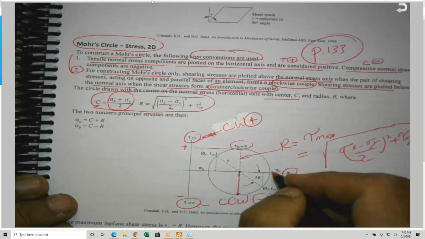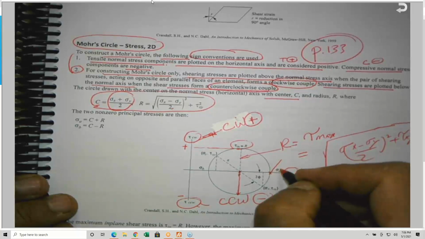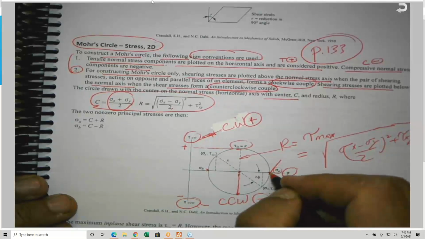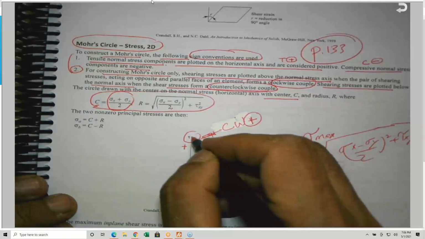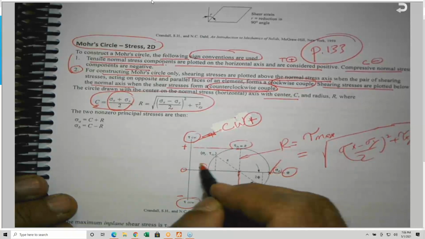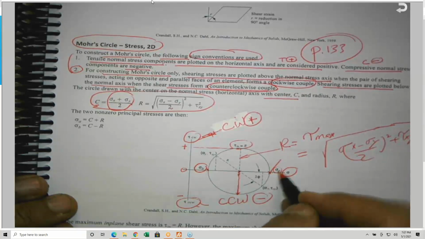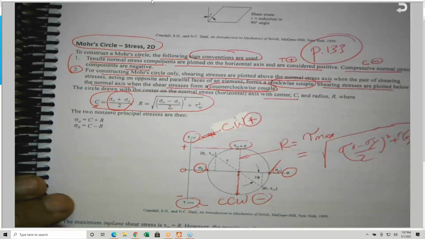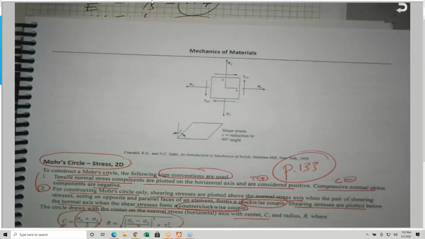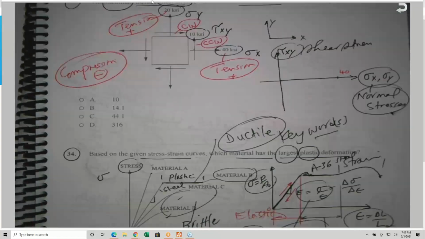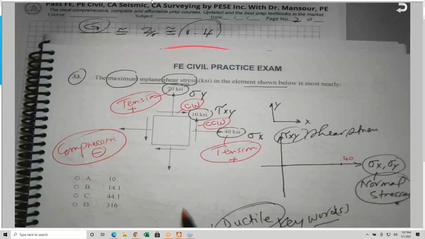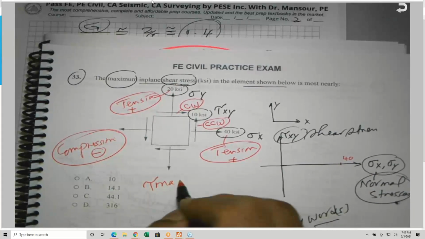These two stresses here, sigma A and sigma B, are where the shear stress is equal to 0. So this is the minor principal stress, and this is the major principal stress. So going back to the NCEES problem, can we draw Mohr's circle? Yes, we can. But he is asking for the maximum shear stress, which is tau max.